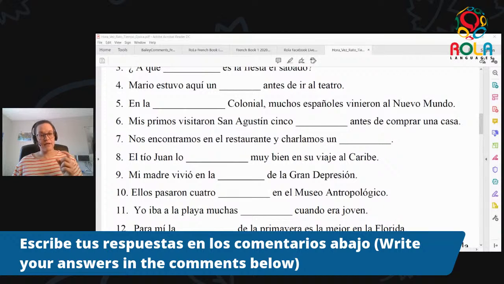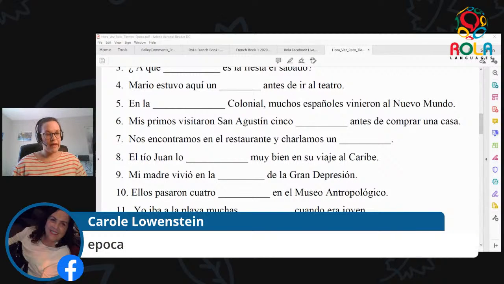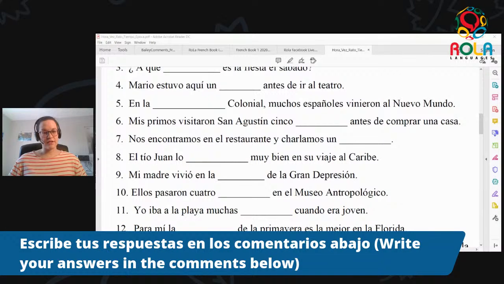Okay, so we see here Gran Depresión, the Great Depression. So we've located ourselves in a specific historical moment. So we know with the historical time periods, we're going to use the word época. And again, we have the word la there ahead to help give us another clue that we should use época because la indicates a feminine word and época is a feminine word. So that's another confirmation that's the right word we should use. So, mi madre vivió en la época de la Gran Depresión. My mother lived in the time, the historical period of the Great Depression.